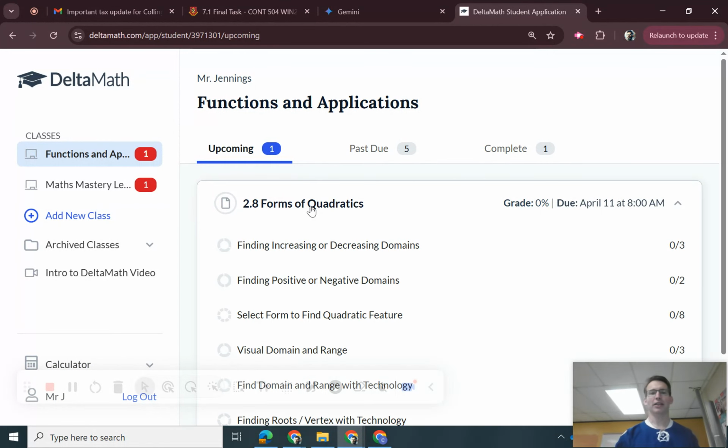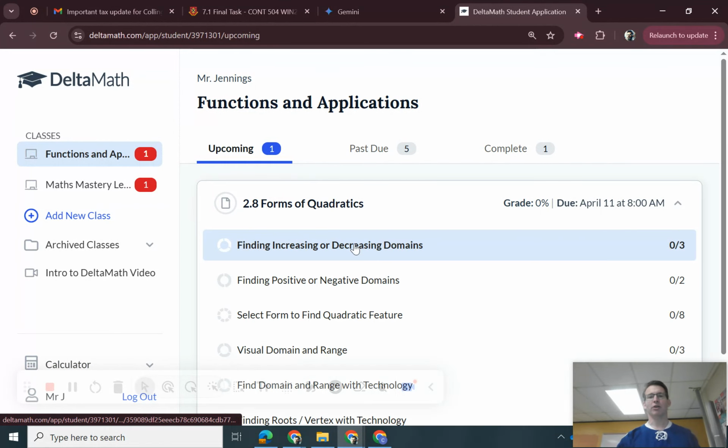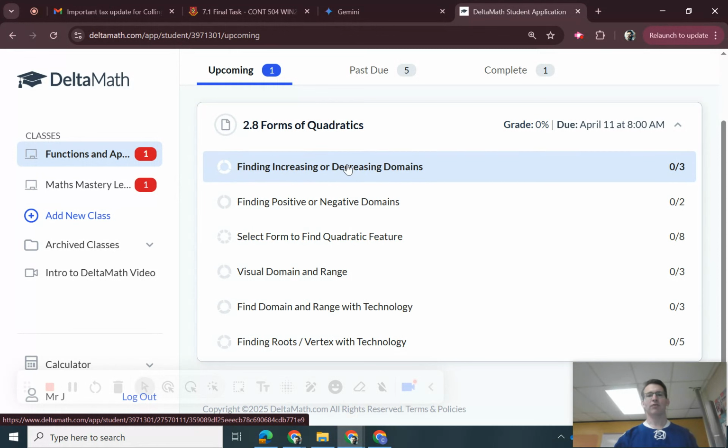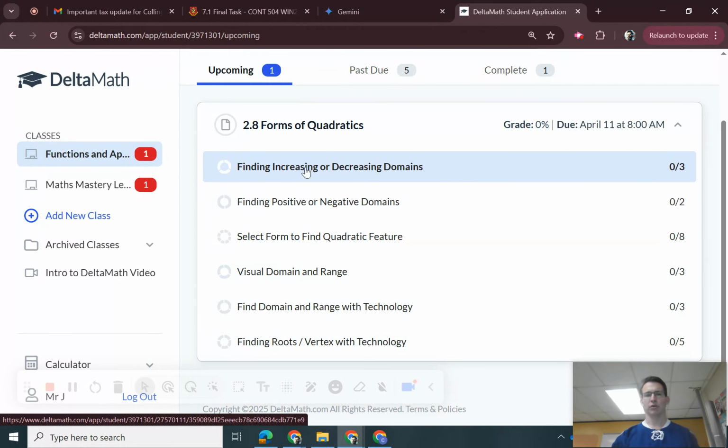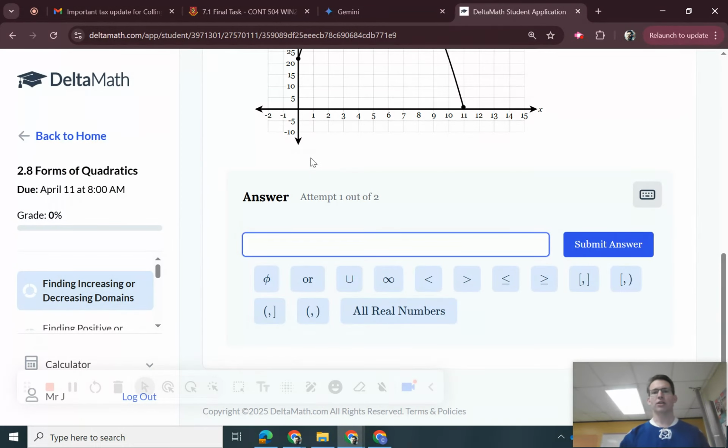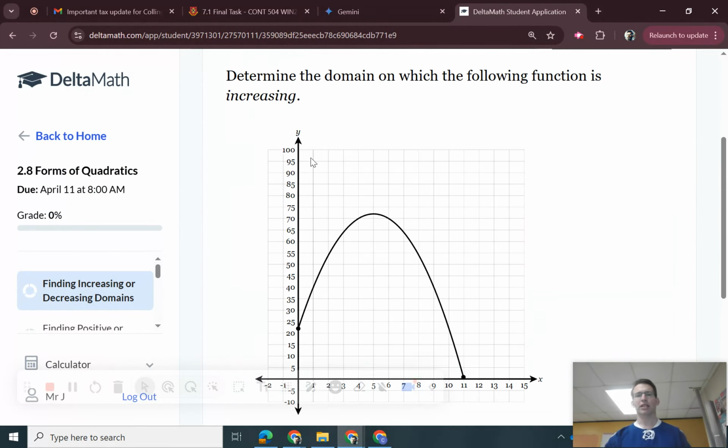We're going to take a look at the new topics in forms of quadratics. There's finding increasing or decreasing domains and finding positive or negative domains. I should probably do visual domain and range ahead of that, because do the review first. Oh well, I could change that. Yeah, I'll change that. So, finding increasing or decreasing domains.